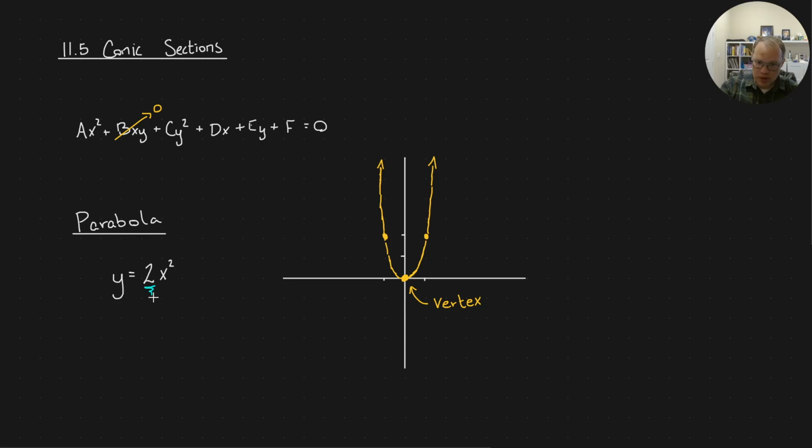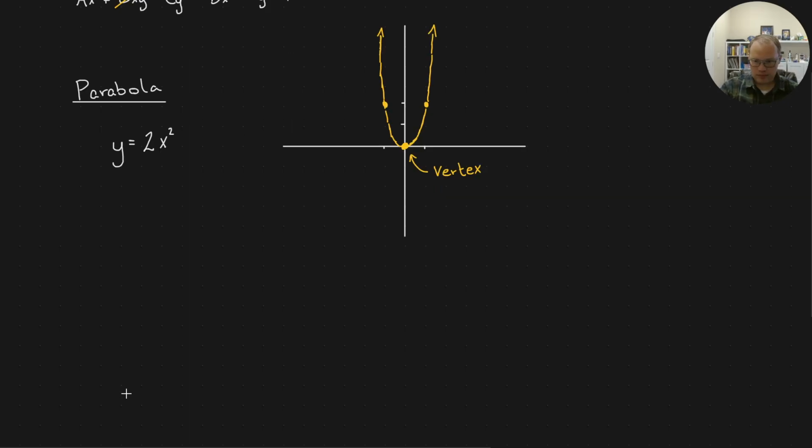Okay, so this number here tells you if you go 1 unit out from the vertex, how far up are you going? If that number is negative, then it will go down instead, right? So here I still have a vertex at 0, 0. Here's my vertex at the origin.